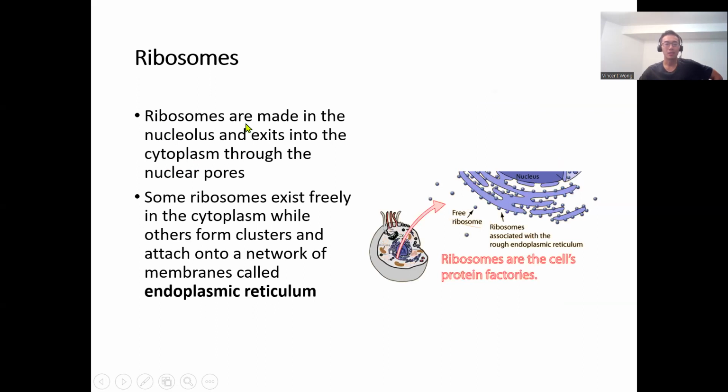So you already know this, I'm just going to read it to you. Ribosomes are made in the nucleolus and exit into the cytoplasm through the nuclear pores. I must have said that three times already. Some ribosomes exist freely in the cytoplasm, just sloshing back and forth, not attached to anything, while others are attached to the endoplasmic reticulum.